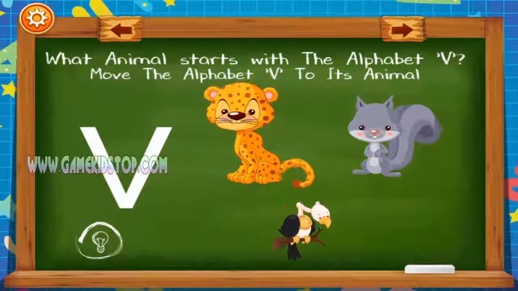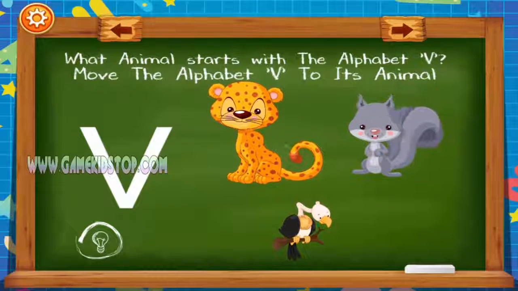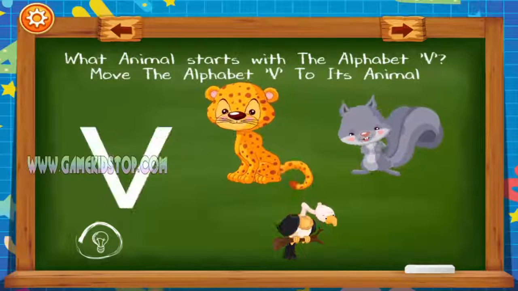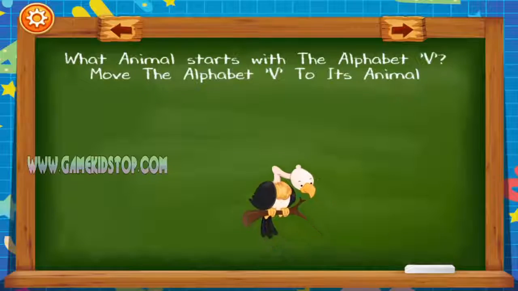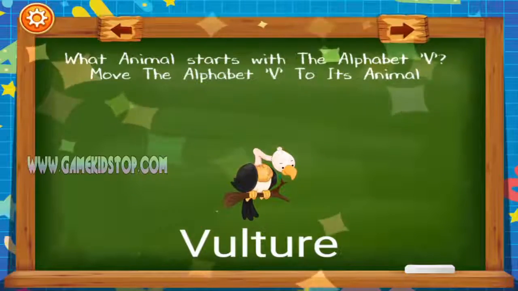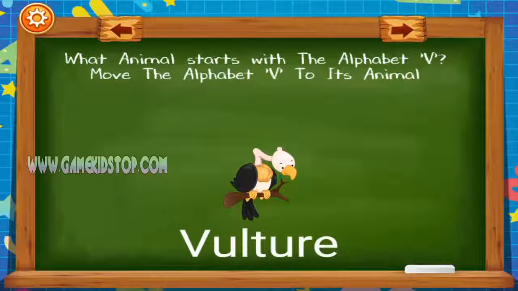What animal starts with the alphabet V? Move the alphabet V to its animal. V. Vulture. Congratulations! Hurry, vulture.